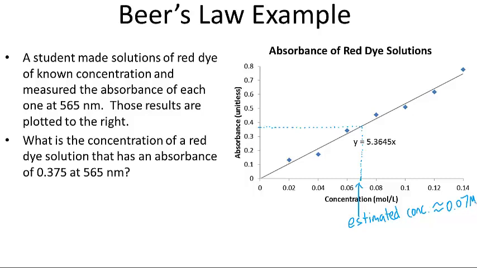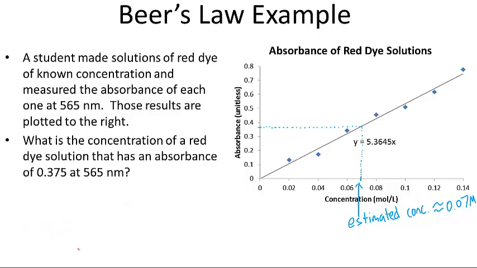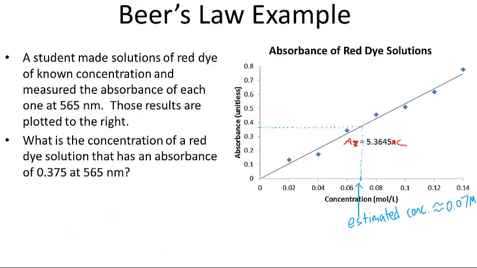So that's a way to get an estimate. What would be a way to get a more precise answer? Lena? All right, so I'm given an equation here, and that equation, essentially y in that equation represents absorbance. So really this is A, and then x represents concentration, so this is C. Remember what we said was Beer's law boils down to A equals a constant times C. So essentially A equals that constant times C.